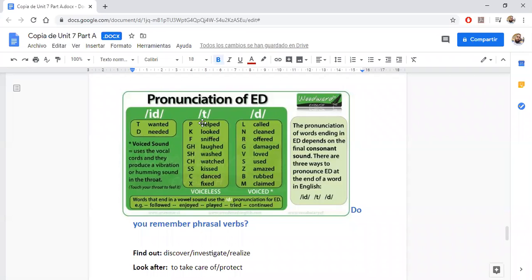Now, with the T sound, it's different. We have this T sound when we have these consonants at the end of the verbs, and we have ed. For example, help in present will be helped in past. Look, looked. Sniff, sniffed. Laugh, laughed. Watch, watched. Kiss, kissed. Dance, danced. Fix, fixed.